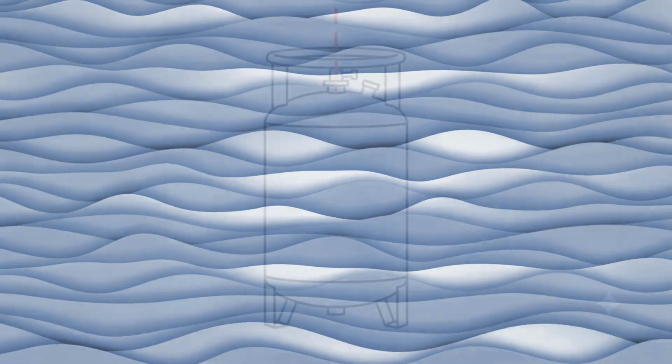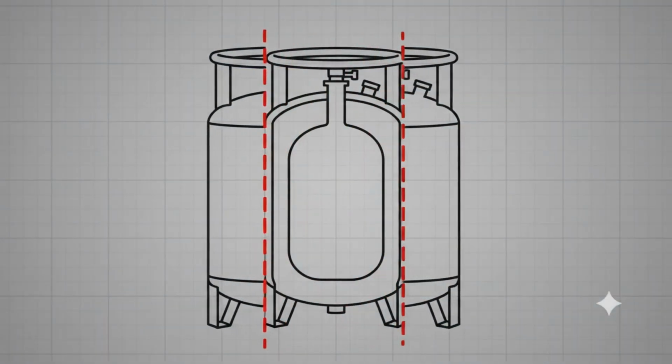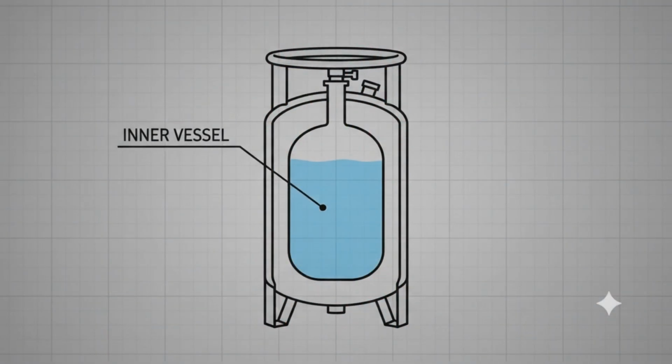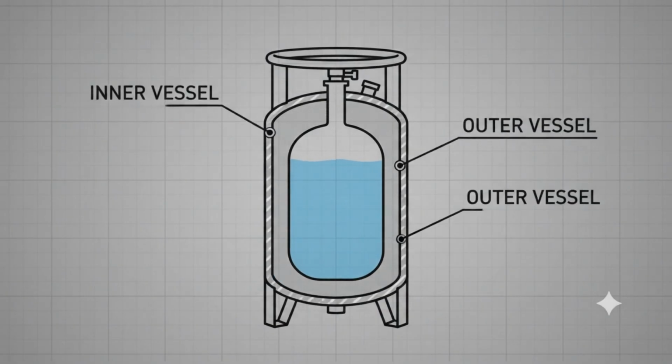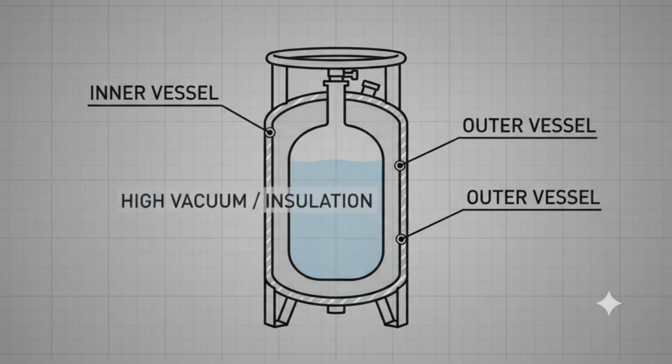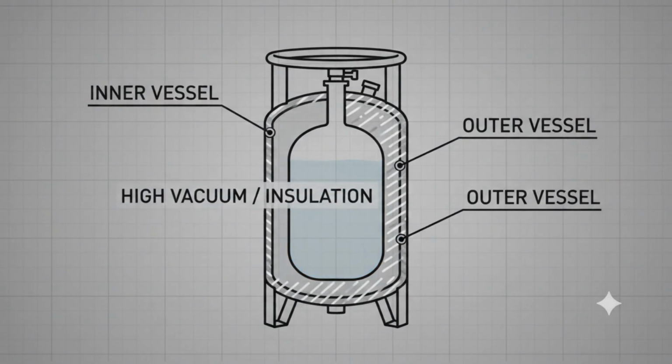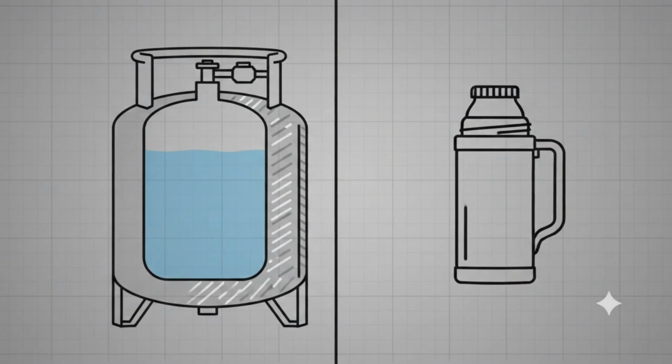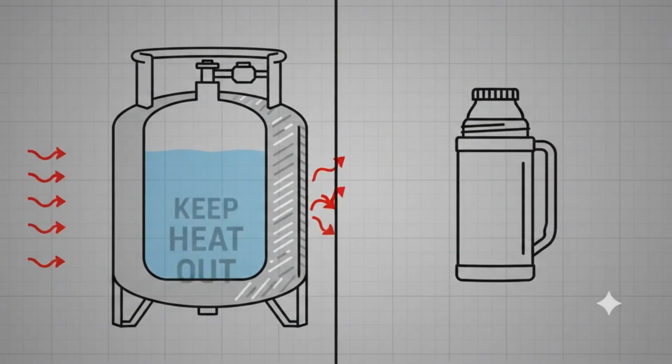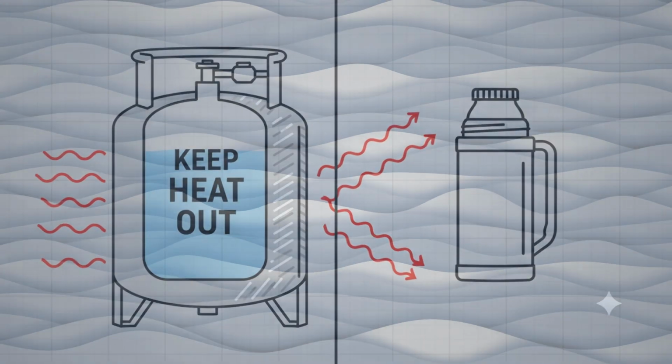If we cut a cryogenic storage tank in half, we'd find two vessels, an inner vessel and an outer vessel. Between them is a high vacuum, often combined with multi-layer insulation. Think of it as a giant industrial thermos flask. The purpose is simple: keep heat out. The less heat enters the tank, the less nitrogen boils away.